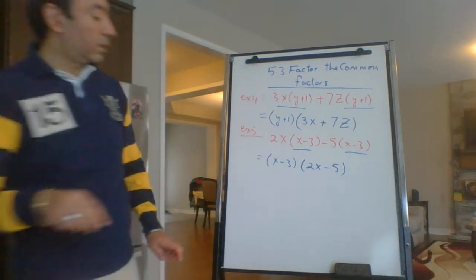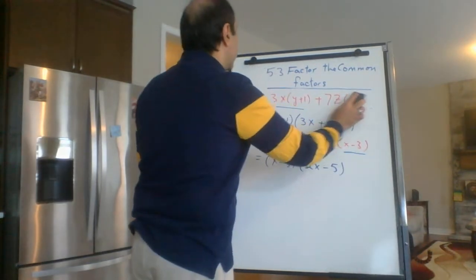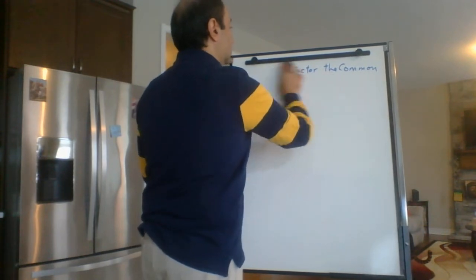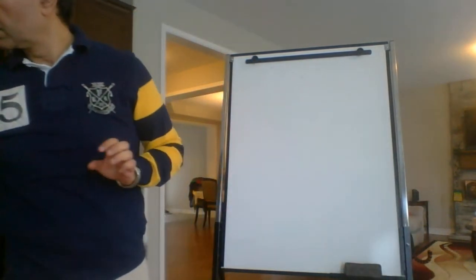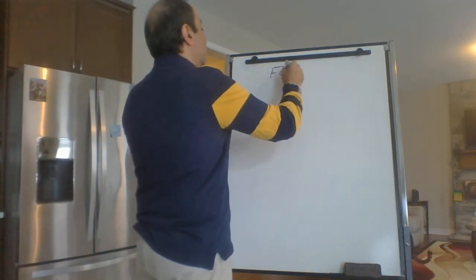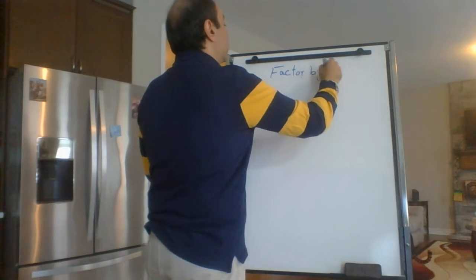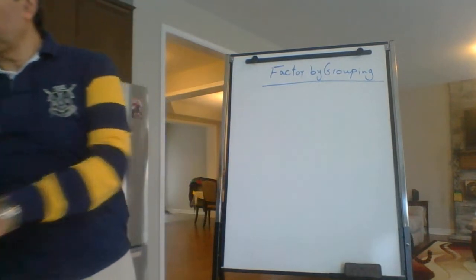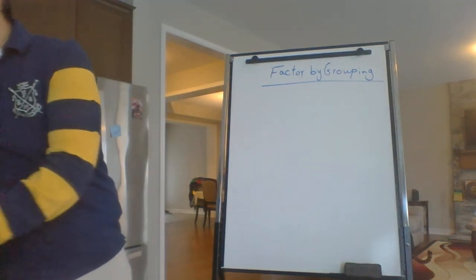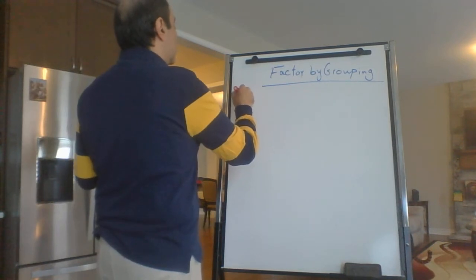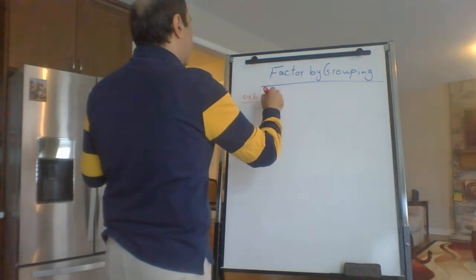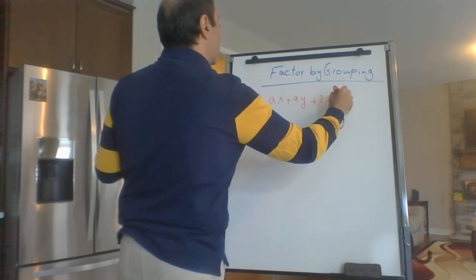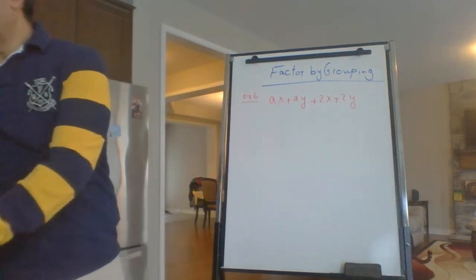Okay, now we're going to learn something called factoring by grouping. In the same lesson, we're going to learn factor by grouping. Let's say we have these 4 terms. Example 6: ax plus ay plus 2x plus 2y, and we need to factor this.